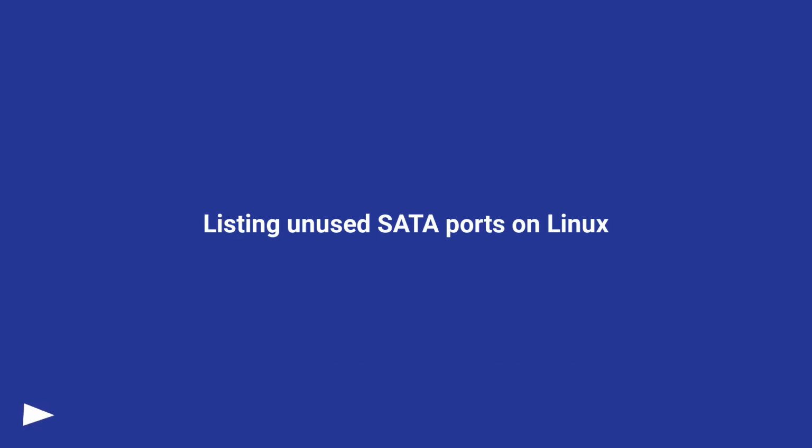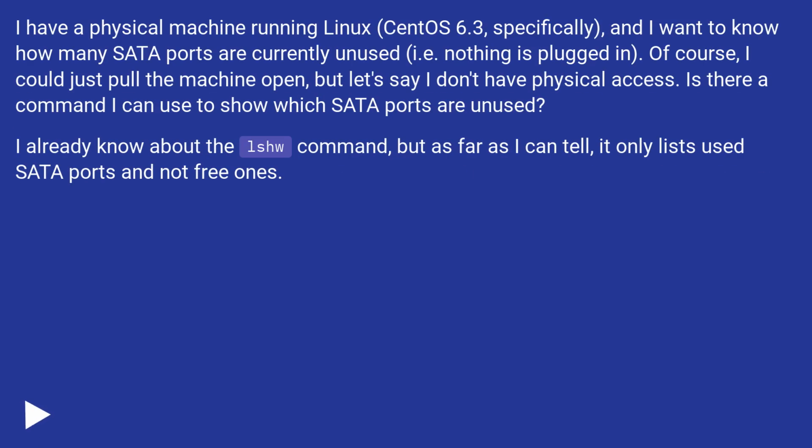Listing unused SATA ports on Linux. I have a physical machine running Linux, CentOS 6.3 specifically, and I want to know how many SATA ports are currently unused, i.e. nothing is plugged in. Of course, I could just pull the machine open, but let's say I don't have physical access. Is there a command I can use to show which SATA ports are unused? I already know about the lshw command, but as far as I can tell, it only lists used SATA ports and not free ones.